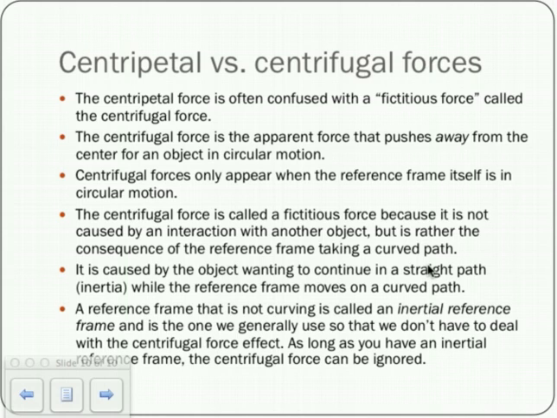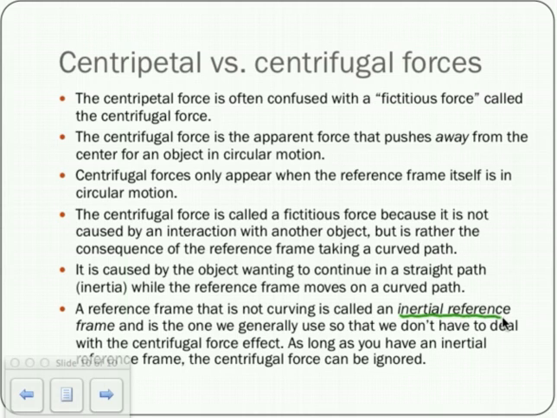Now, if you want to do physics in a rotating or curving reference frame, you are free to do that. The math will all work out. The problem is that you have to add this centrifugal force term into your calculations, which makes things more complex. Because of that, it's usually easiest to do your math in a reference frame that is not curving, not rotating, or is sort of set. And that's what's called an inertial reference frame.